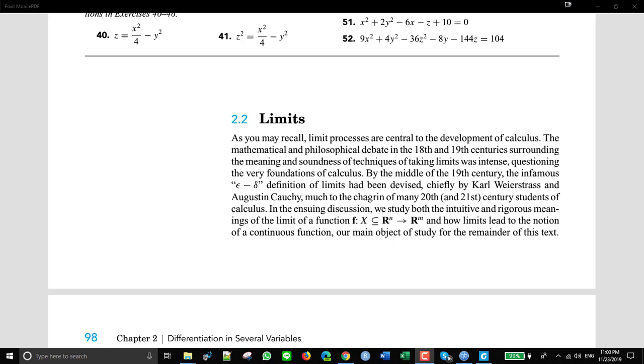Okay, this is section 2.2. So now we finally get to an interesting topic, limits for functions that are not single-valued functions, not functions from R to R. So maybe hopefully you've studied calculus before, and maybe you've encountered the so-called epsilon delta definition of limits, which we're not going to spend time on.